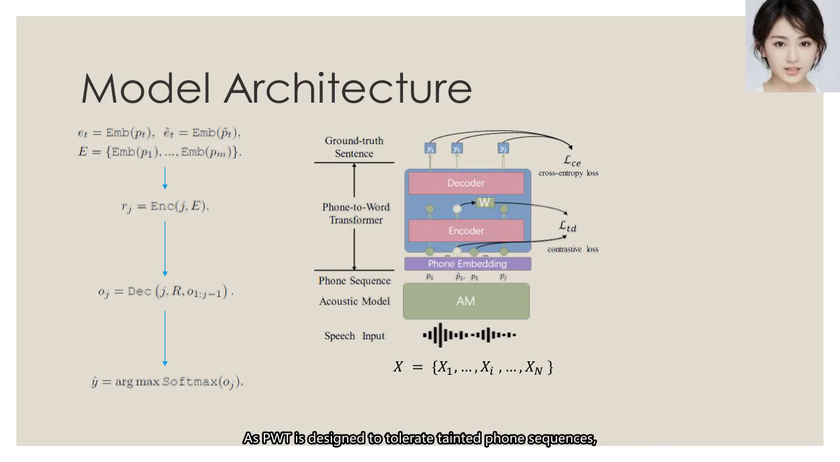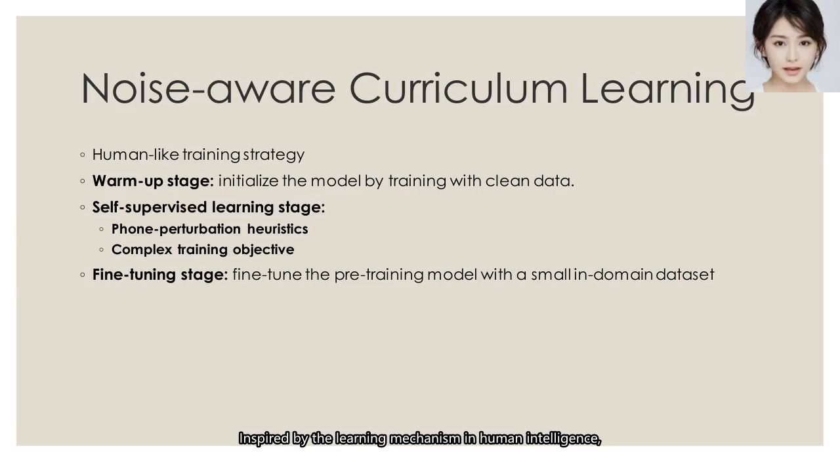As PWT is designed to tolerate tainted phone sequences, the encoder should capture the semantics from the context that can recover the polluted phonemes. Thus, we design an affine layer W that maps encoder output space to the phone embedding space. Inspired by the learning mechanism in human intelligence, which learns skills gradually from easy to challenging tasks, we train the model with noise-aware curriculum learning by dynamically composing two objectives.